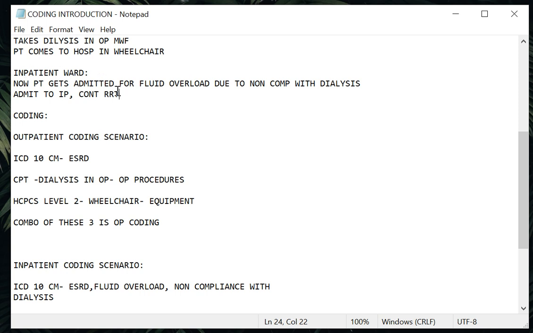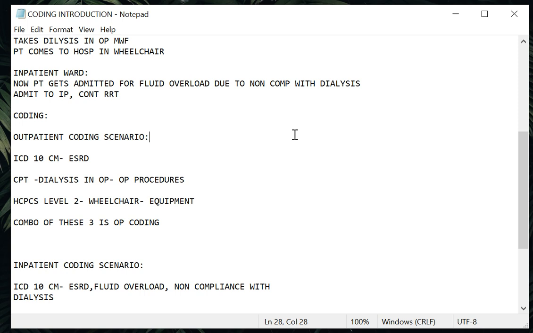Now, why is this patient getting admitted to the hospital? The patient gets admitted for fluid overload due to non-compliance with the dialysis. It means the patient has ESRD, for which he was taking dialysis Monday, Wednesday, Friday. Suddenly, he was not taking dialysis for 2 weeks, let's assume. Only because of dialysis, he is under normal condition. Once he has stopped the dialysis, non-compliance means he is not regular with the treatment.